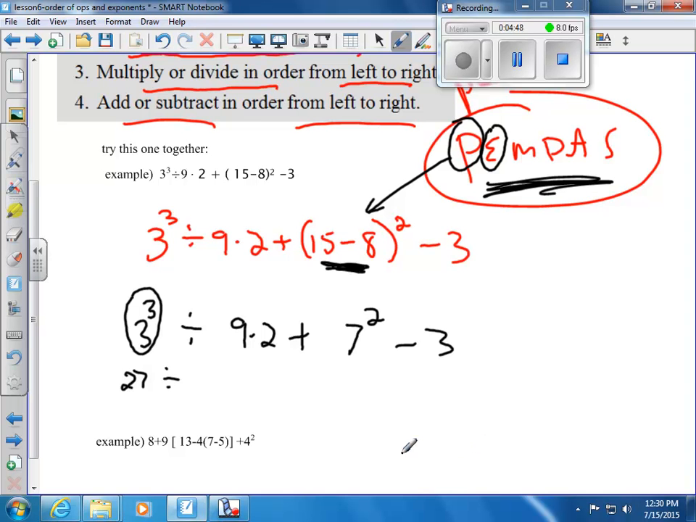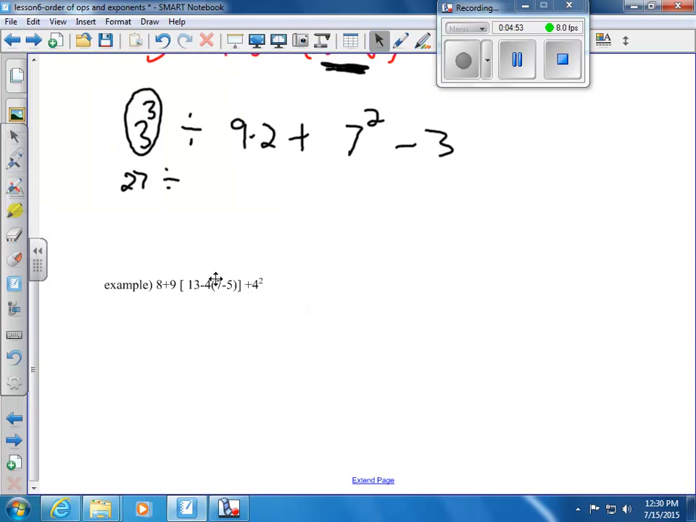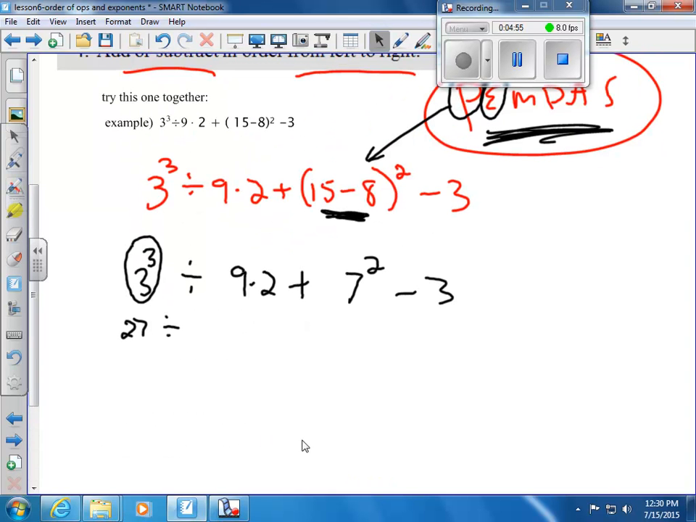And let me just actually, I want to scoot this next example down. We're going to do another one together, but I want to give us enough room. Okay, so 27 divided by 9. Notice I'm just going to keep recording everything, but 7 squared, I'm going to take care of that exponent. 7 squared is 49 minus 3.